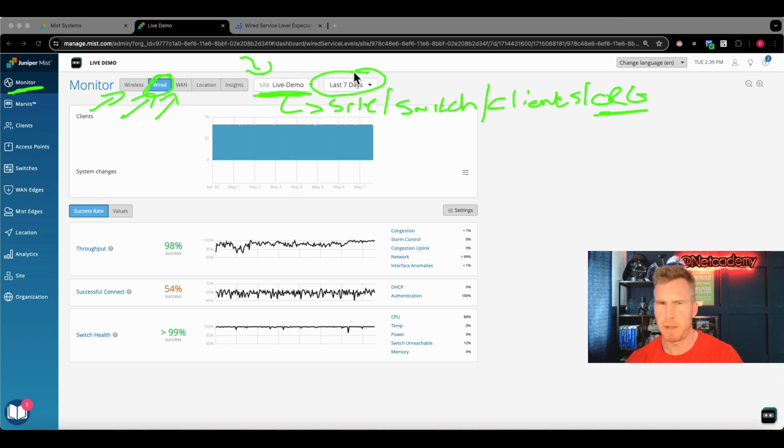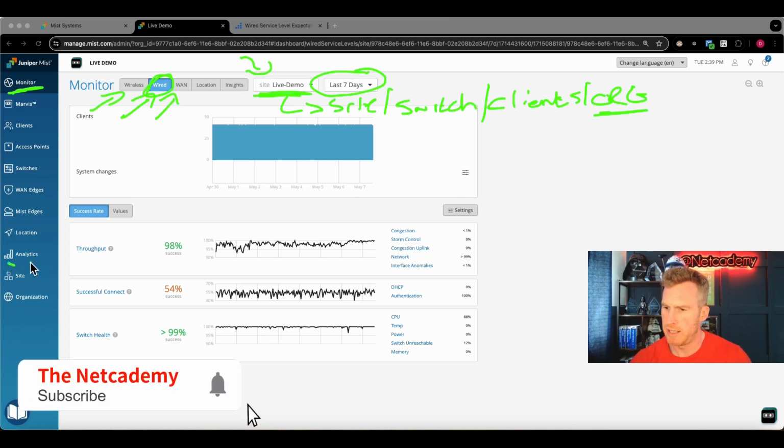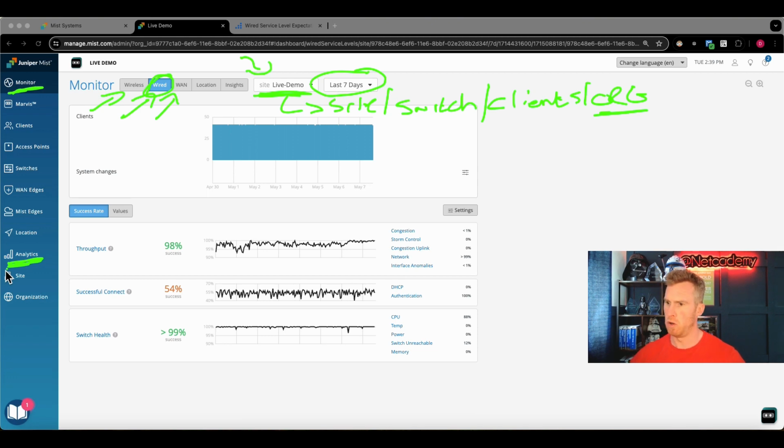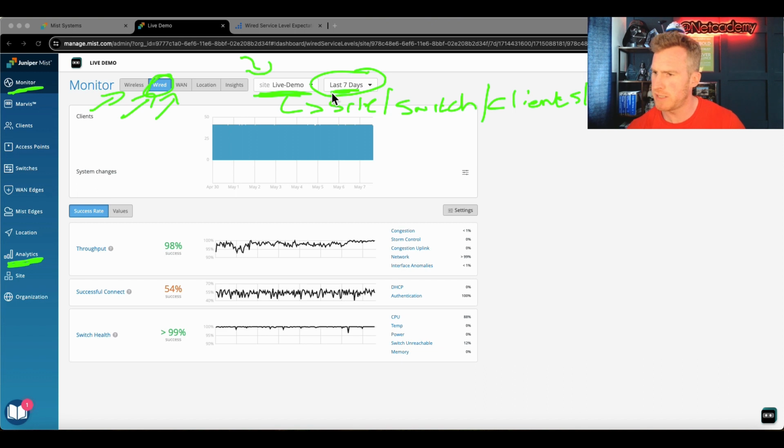And here is basically the duration of that data. By default, the telemetry data is stored on the Mist cloud for up to 7 days. In analytics, there's a feature called premium analytics, which allows you to go a lot longer, up to 13 months of data retention. But really 7 days is enough, because these service level expectations show all the events, all the problems that really impact the end user's experience.